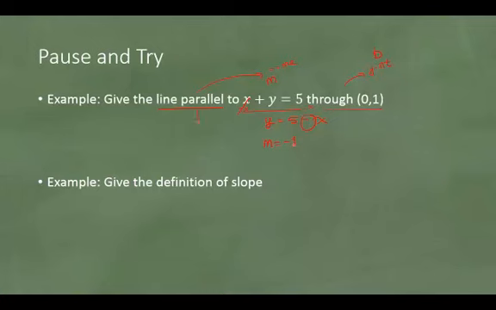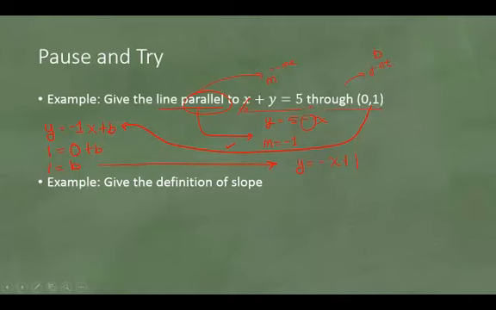Again, we want a parallel line, so we want the same slope. So we want something that looks like y is equal to negative 1x plus b, and that b is going to be found by plugging in 0 and 1. Plug in 1 for y and 0 for x. 0 times negative 1 is 0. So that tells us that b has to equal 1. And that tells us that our equation of a line is y is equal to negative 1x or negative x plus 1. That's the line that's parallel, has the same slope, and goes through 0, 1.